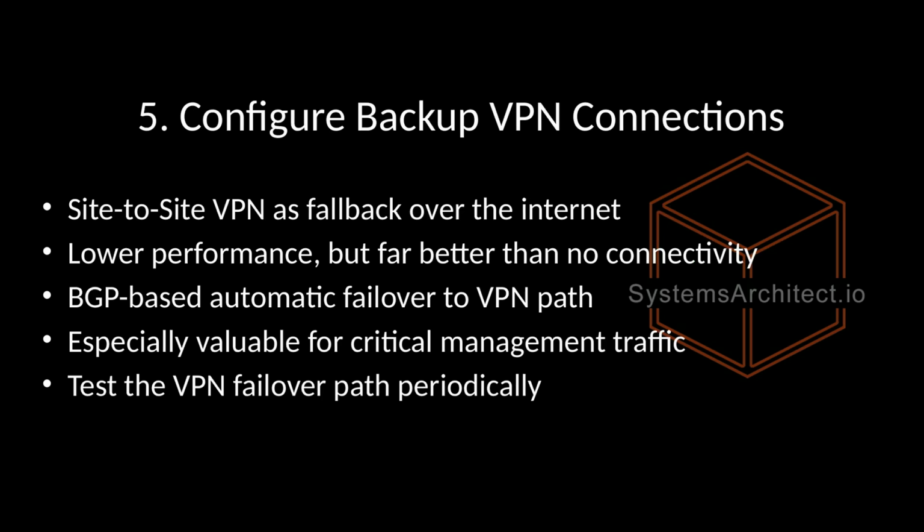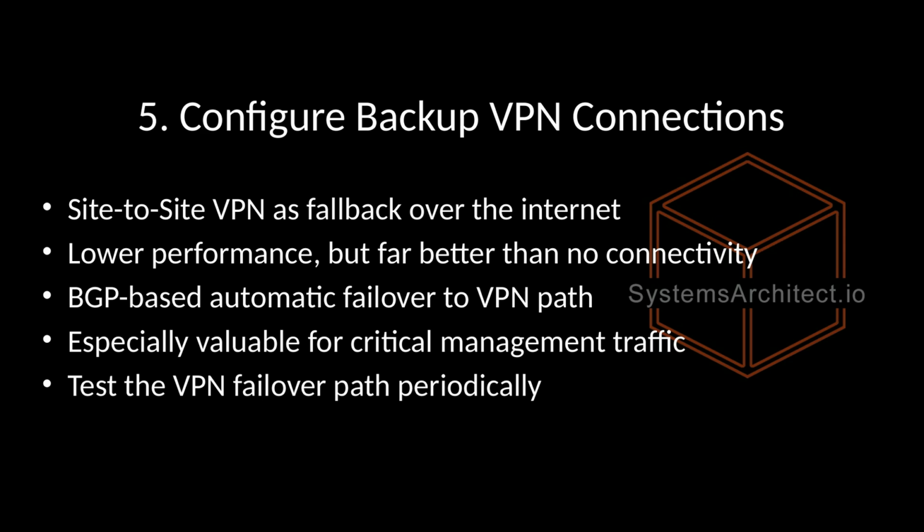5. Configure backup VPN connections. Even a well-designed redundant setup can occasionally fail entirely. A regional fiber event can hit every physical path at once. Layering a site-to-site VPN on top gives you a fallback. It runs over the public internet instead of dedicated circuits. Performance won't match dedicated bandwidth, but degraded connectivity beats no connectivity at all.